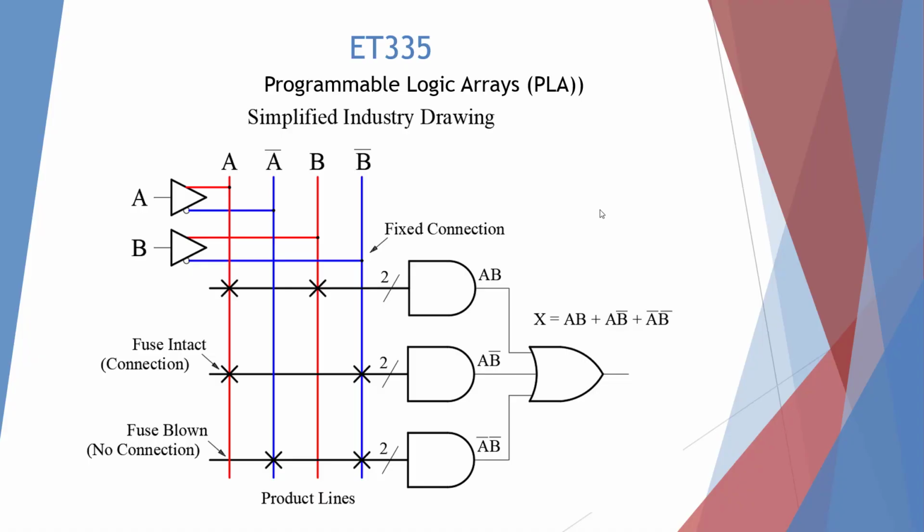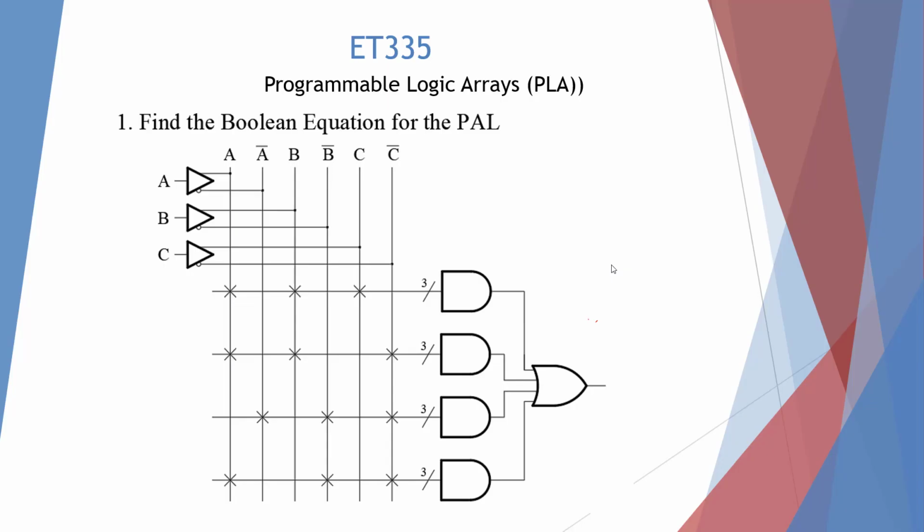Here we have a programmable logic array. This is a simplified industry drawing, and what we've done is we just put an X and we have two inputs into these, and it just simplifies them because we know that it's going to have two inputs. And this one is an AND into an OR, so we're going to have an AND-OR equation. And it's just going to be here would be A, B. And then we'll add the other ones as we go through.